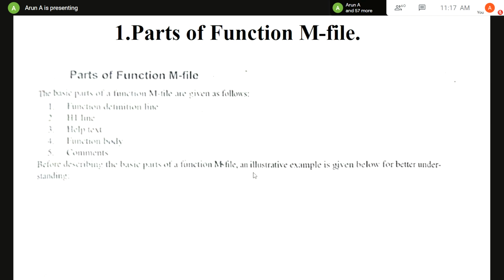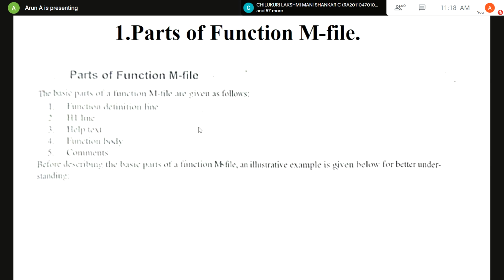Okay, so imagine you're writing a program. Your program should have these 5 things. That's what they mean to tell. These 5 things form your basic programming of a function m file: function definition line, H1, help text, function body, and comments. And for that, they have given a program to illustrate how these 5 parts are being broken inside a function.